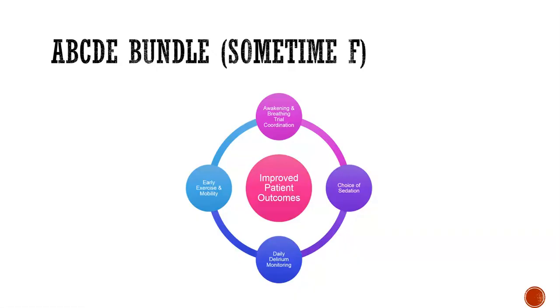Okay. So we have what we call an ABCDE bundle, and sometimes F. And I'll post another little 4 slide PowerPoint that I have that talks about this. So we have the ABCDE bundle. So A is awakening and breathing trial coordination, or A and B, awakening and breathing trial. C is the choice of sedation. D is daily delirium monitoring, and E is early exercise and mobility.